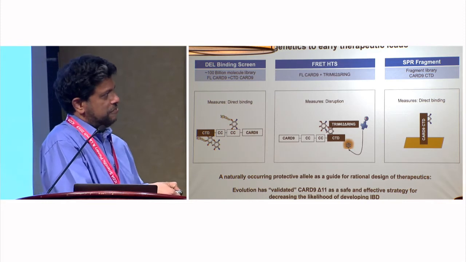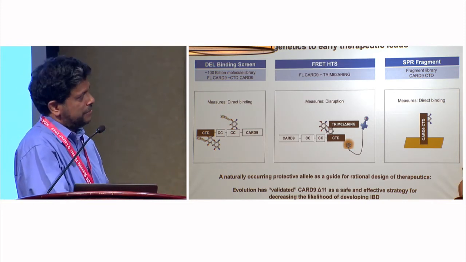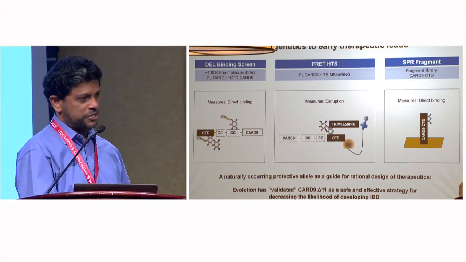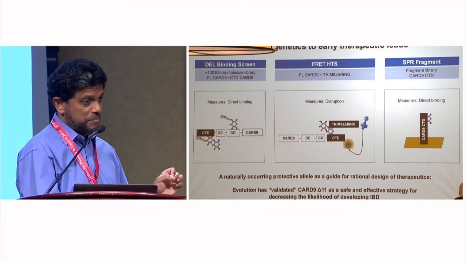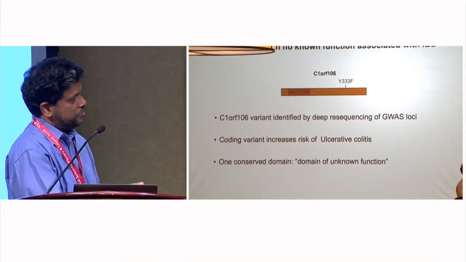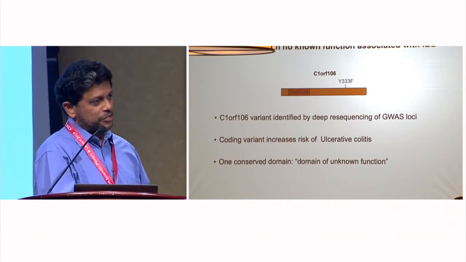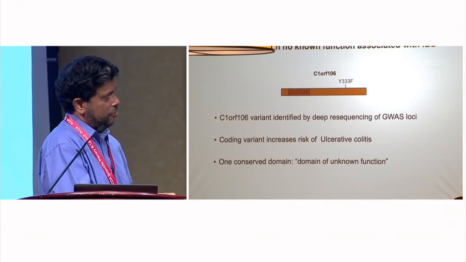So we've taken 3 different approaches. Because of my time limit, I've taken out the data, but using these 3 different approaches, we can find binders that mimic the protective variant. The 4th example that was briefly alluded to by Aviv was the idea of a gene where there is no known function. How do you go about it? And this gene is C1orf106.